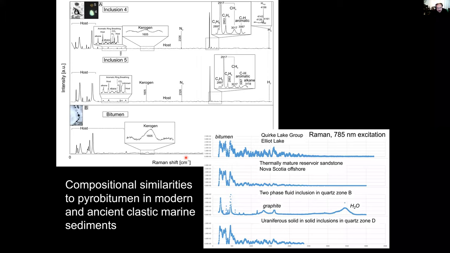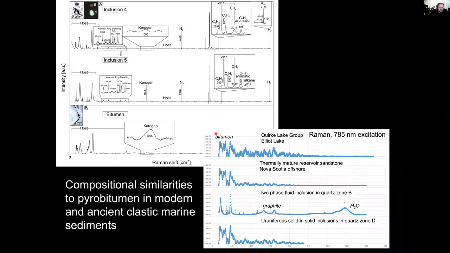We looked at those hydrocarbons in more detail, not only the solid bitumen, but the oils. They are quite complex. Here are some Raman spectra showing you some of the characteristics of those. They're full of a range of compounds with notable kerogen peaks.